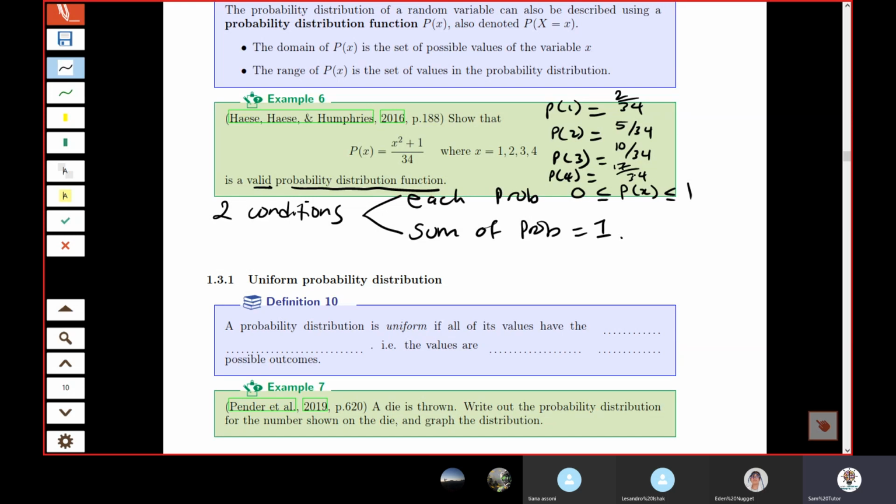All right, can you see each one of these is between 0 and 1? So tick, and all we've got to check is, do the sum of all these equal 1? Well, let's check. 17, 27, 28, 29, 30, 31, 32, 33, 34. Tick. You would say each one lies between 0 and 1, and then 2 plus 5 plus 10 plus 17 over 34 equals 1. So therefore, it is a valid probability density function, PDF.